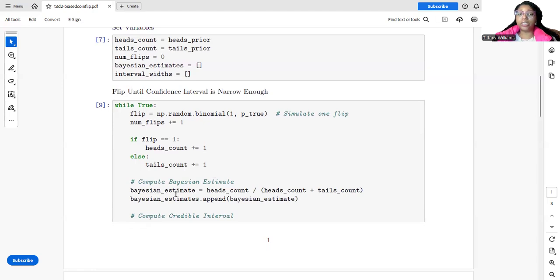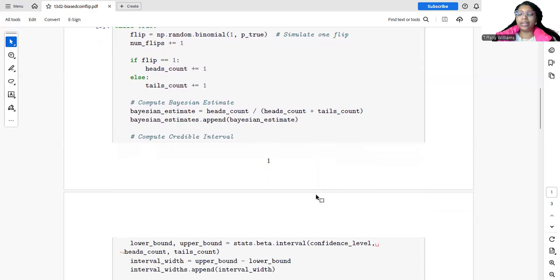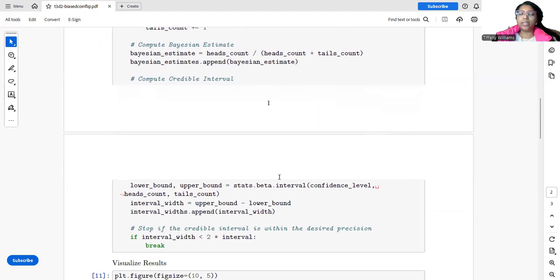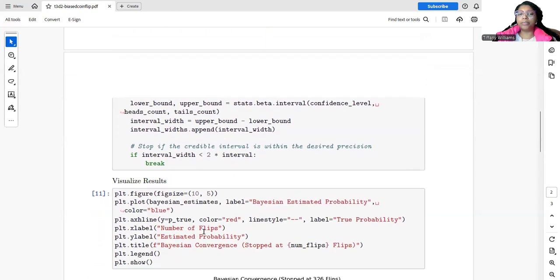We get the Bayesian estimate. We use the formula basically, head count divided by head count plus tail count. And keep appending those, so that we can use it to get the confidence interval here. And this just keeps running. This is doing a loop until we get to a point where they're outside of the confidence interval. So once it gets outside, it will stop.